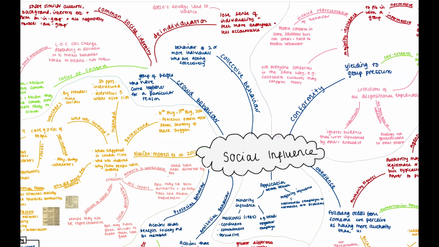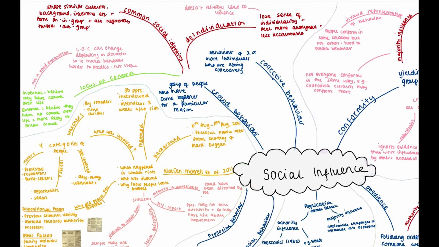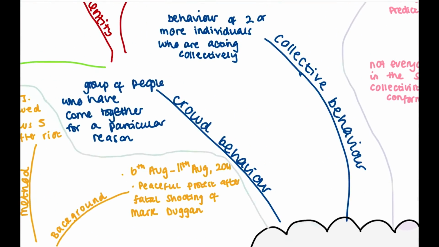Moving on now to crowd behaviour and collective behaviour. By definition, crowd behaviour is a group of people who have come together for a particular reason, whereas collective behaviour describes the behaviour of two or more individuals who are acting collectively, so with one another. Now, the situational and dispositional factors to explain these apply to both crowd and collective behaviour. So we will start with the situational factors.